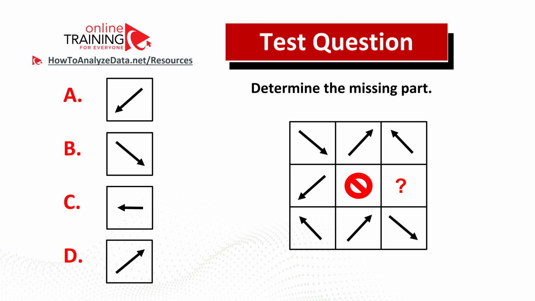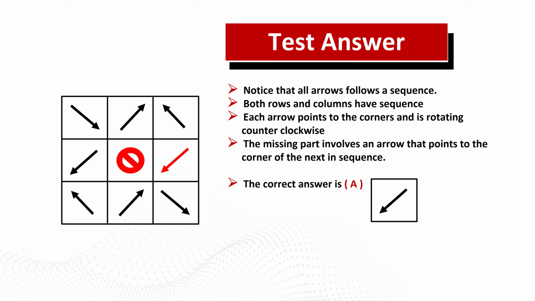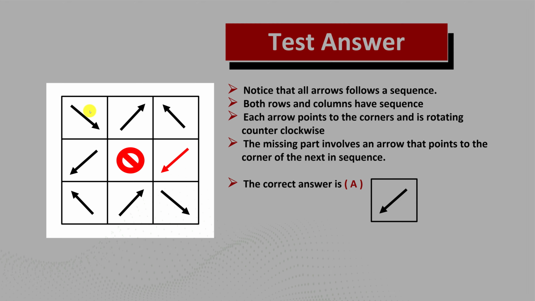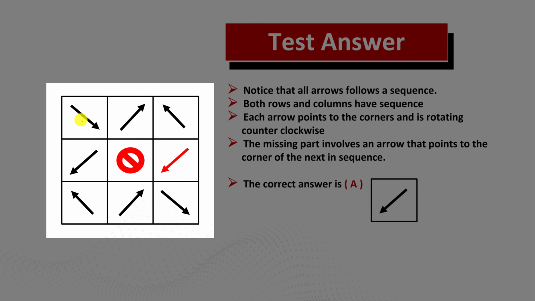So did you determine the missing part? Let's continue to see if we can solve this challenge and get to the correct solution together. As usual, to determine the next item in the sequence, we have to look for the patterns. And as you can see, both rows and columns have a sequence.